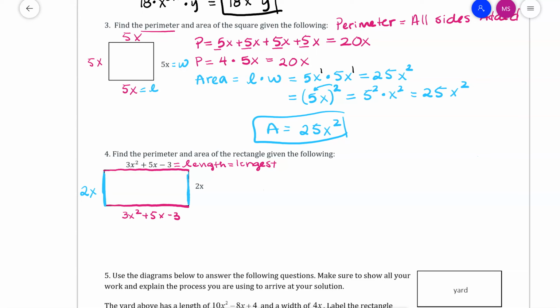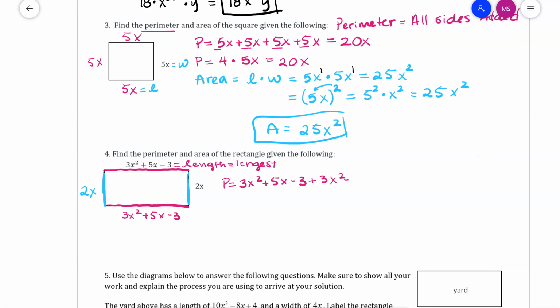terms together. All right, so I'm going to show you the long way and then I'm going to show you the short way. Okay, so let's start with the perimeter. So perimeter, we are adding all of the sides. So we have 3x squared plus 5x minus 3. Well, there's 2 of those, right? There's 2 lengths. So I'm going to do that trinomial term one more time.